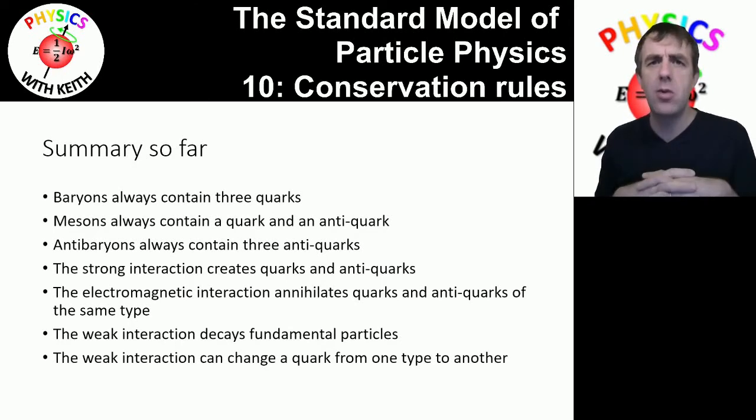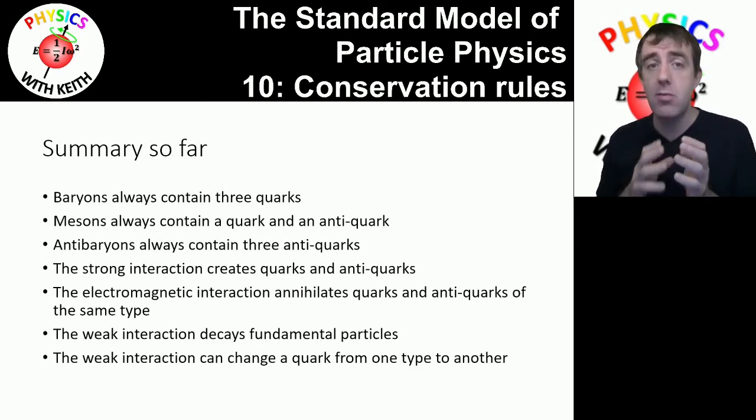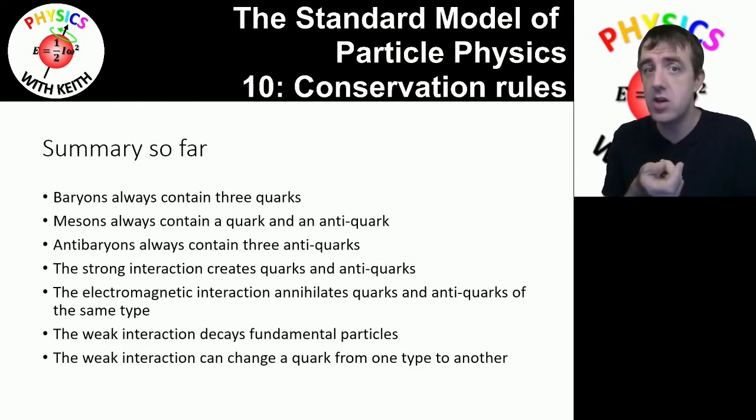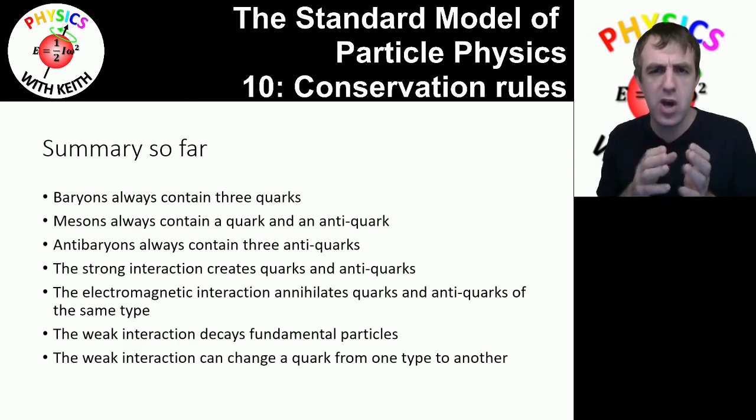Imagine how complicated it would be when trying to work out the composition of a particle if we had to keep using 1.602 times 10 to the negative 19 coulombs as the elementary unit of charge. So instead, we use e. And we have charges in terms of 1e, or a third e, or minus a third e, and so on.